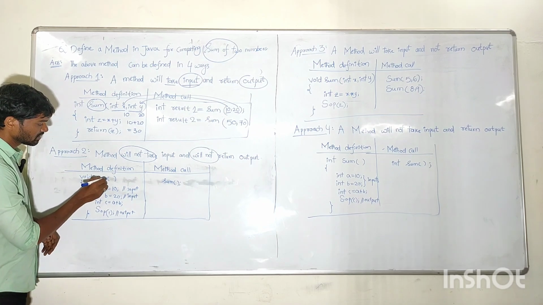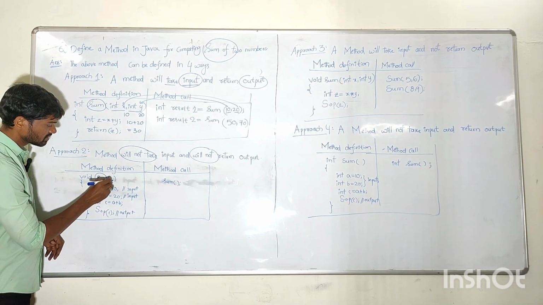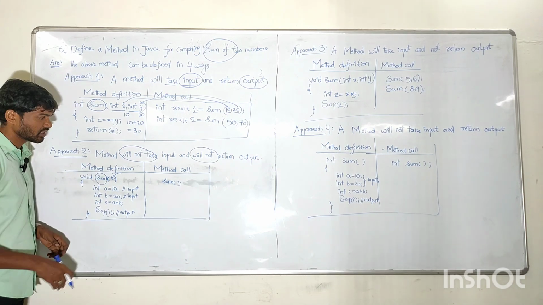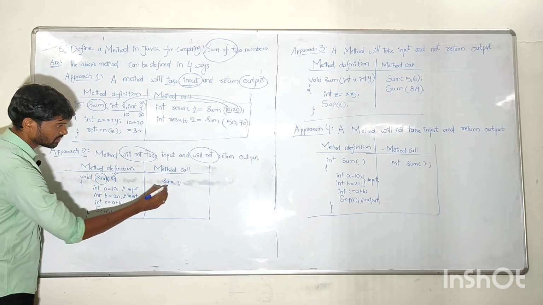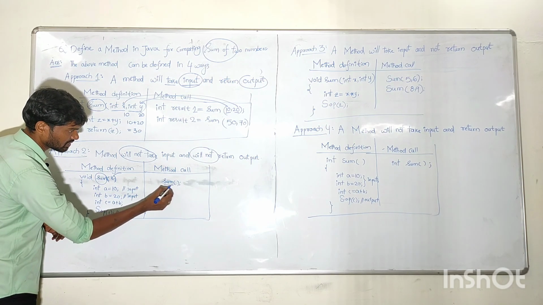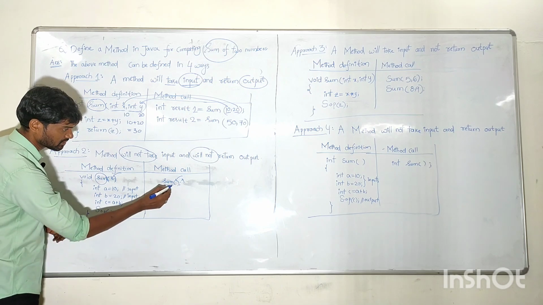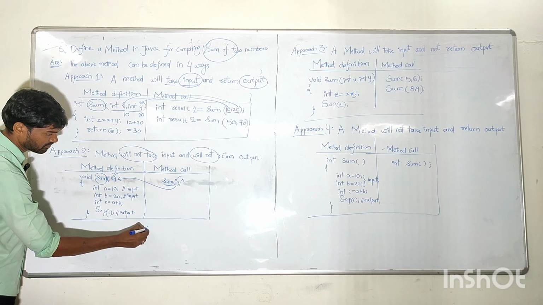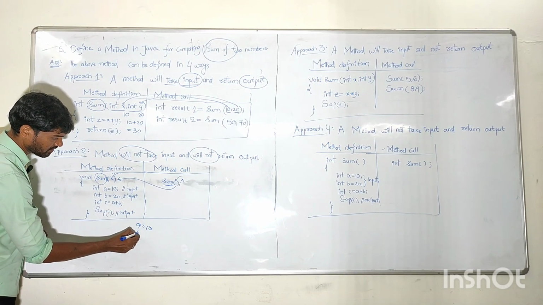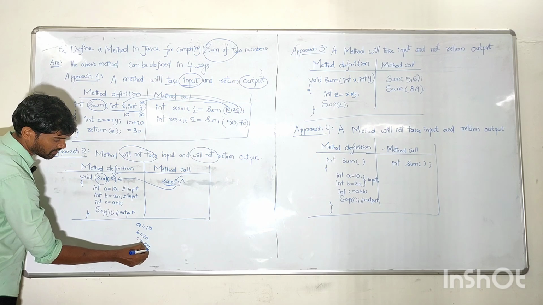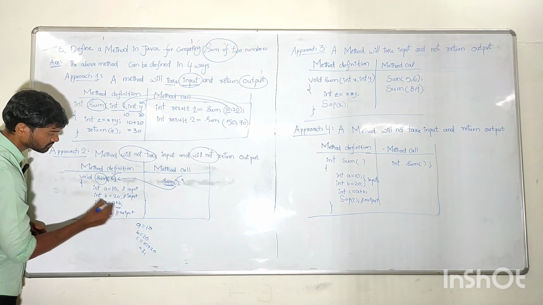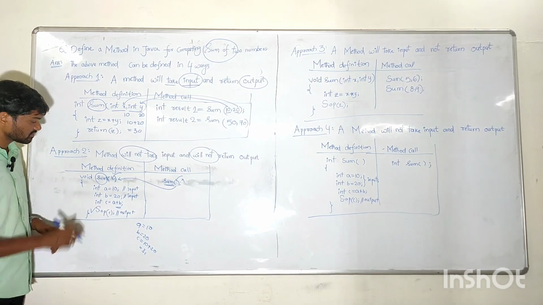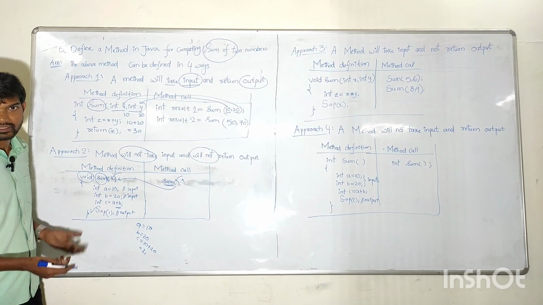In the method definition, the method name is sum. This sum method does not take any parameter values. In the method call I just mention the method name only; I am not passing any parameters. So when I invoke the method, the control comes directly here. A value is 10, B value is 20, and C is equal to A plus B, 10 plus 20, which is 30. So directly here I printed the C value. I am not returning any value. That's why the return type is void.